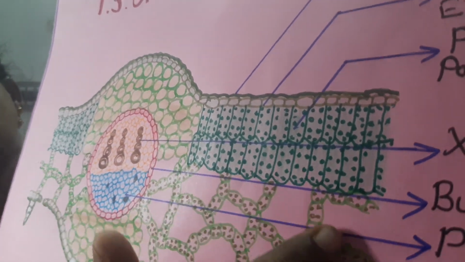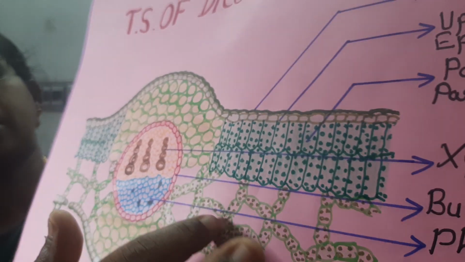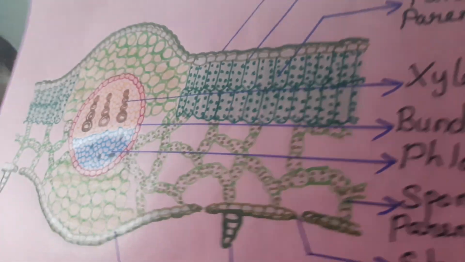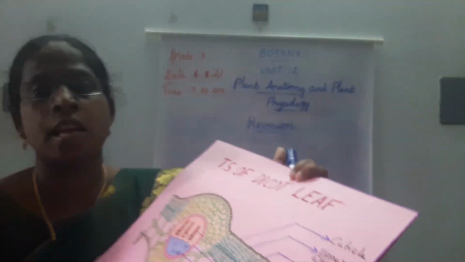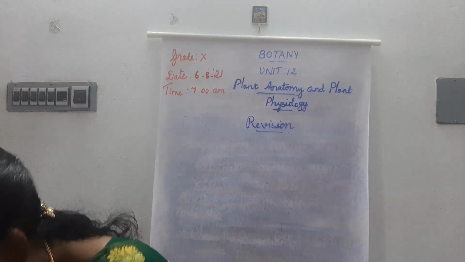Here you can see large intercellular spaces. See, here these cells also consist of chloroplast. Because of the presence of large intercellular spaces, it is helpful for gaseous exchange. Okay, this is about the mesophyll.